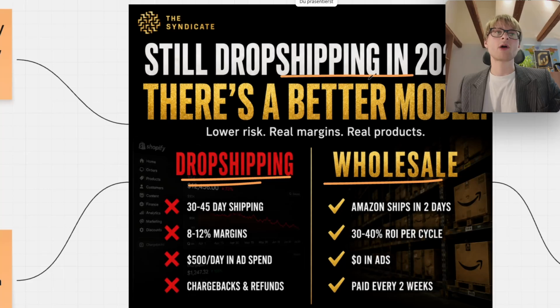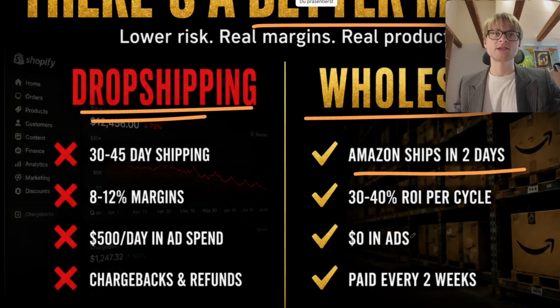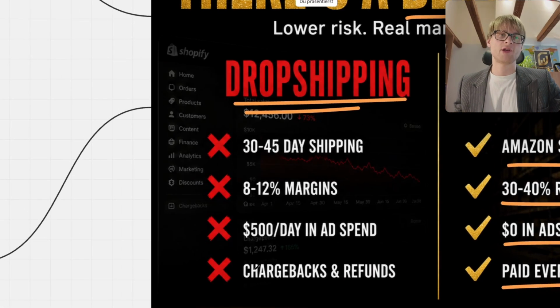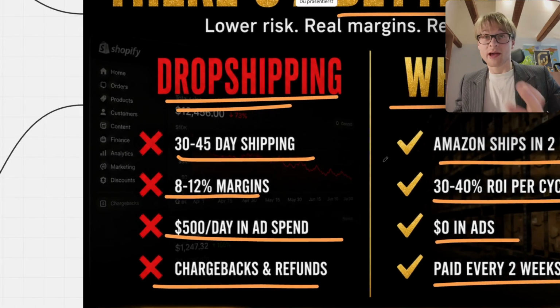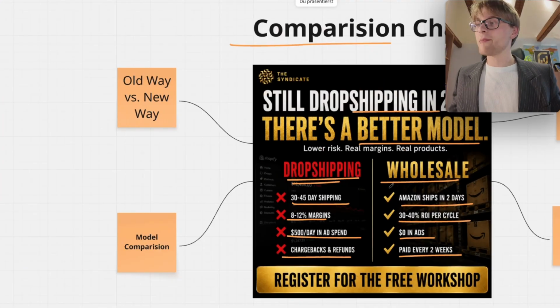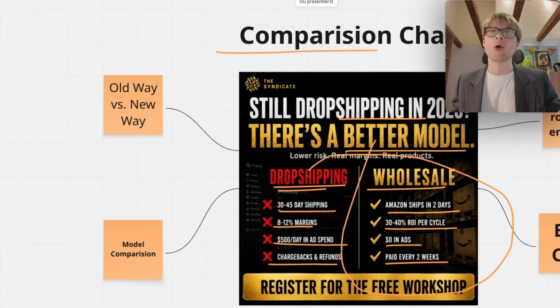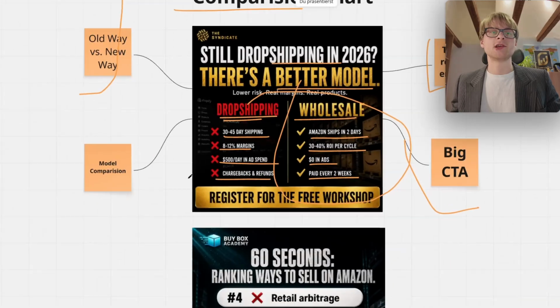Still drop shipping in 2026? There's a better model. Curiosity, okay? Lower risk, real products, Amazon ships in 2 days, 30% ROI, $0 in ad spend, paid every 2 weeks, versus chargebacks, $500 a day in ad spend, 8 to 20% margins, 30 to 45 day shipping. And it's true. And register for the free workshop. Everyone who might be interested or who might be comparing models will click on this ad. Okay, we throw rocks at enemies. We have a huge CTA, and we compare the old way versus the new way.